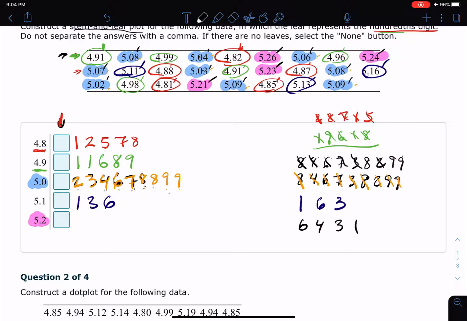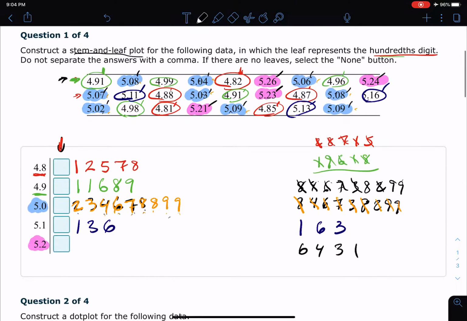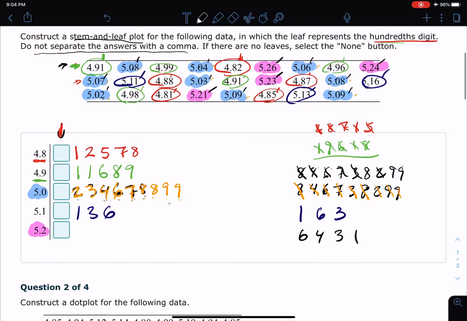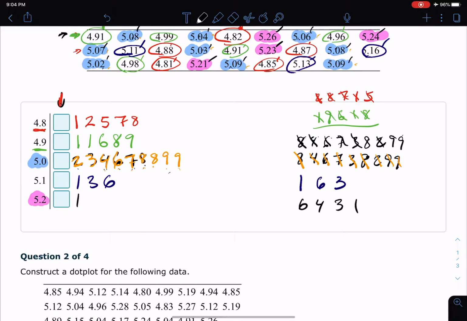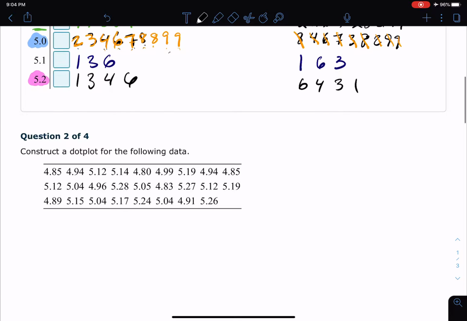When you put this into ALEKS, it needs to be in the proper order from smallest to largest, or ascending, and no commas. I believe it says right here, do not separate the answers with commas. Okay, no commas. Now that's going to be 1, 3, 4, 6. All right, we did it. It's kind of a pain a little bit, isn't it? Let's look at the next one. The next one, we're going to construct a dot plot.